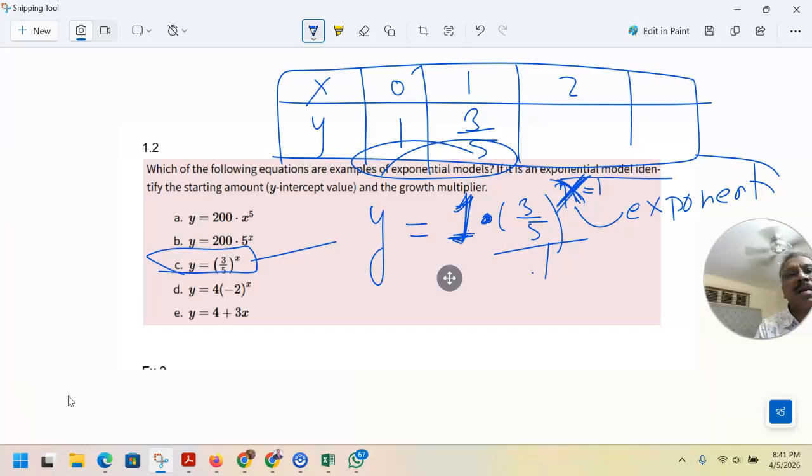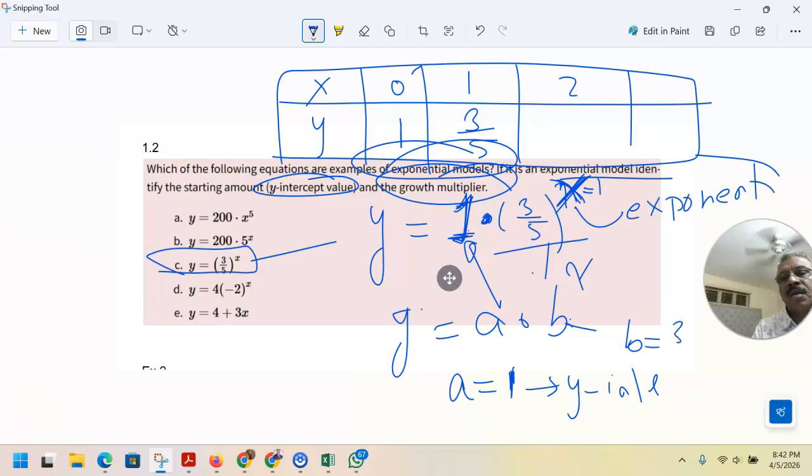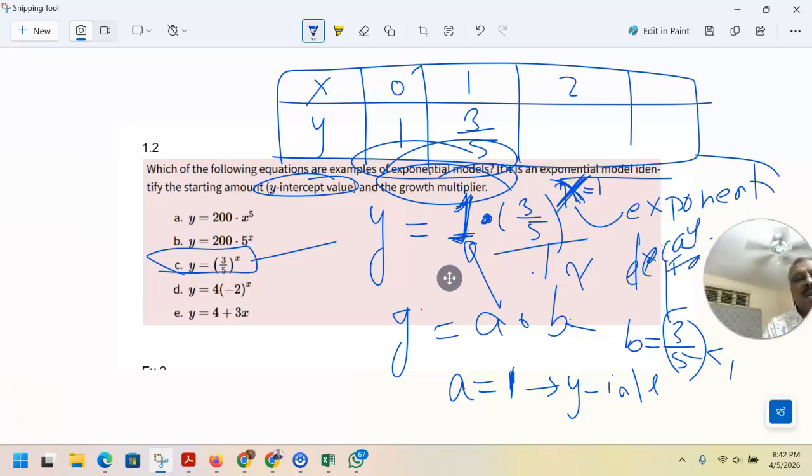That's what it's asking: identify the y-intercept value. When you compare this to a times b raised to x, the a is 1, which is the y-intercept value, and the growth multiplier is the b, which is 3/5. Now, because 3/5 is less than 1, I can also call this an exponential decay factor. We call it the decay factor.